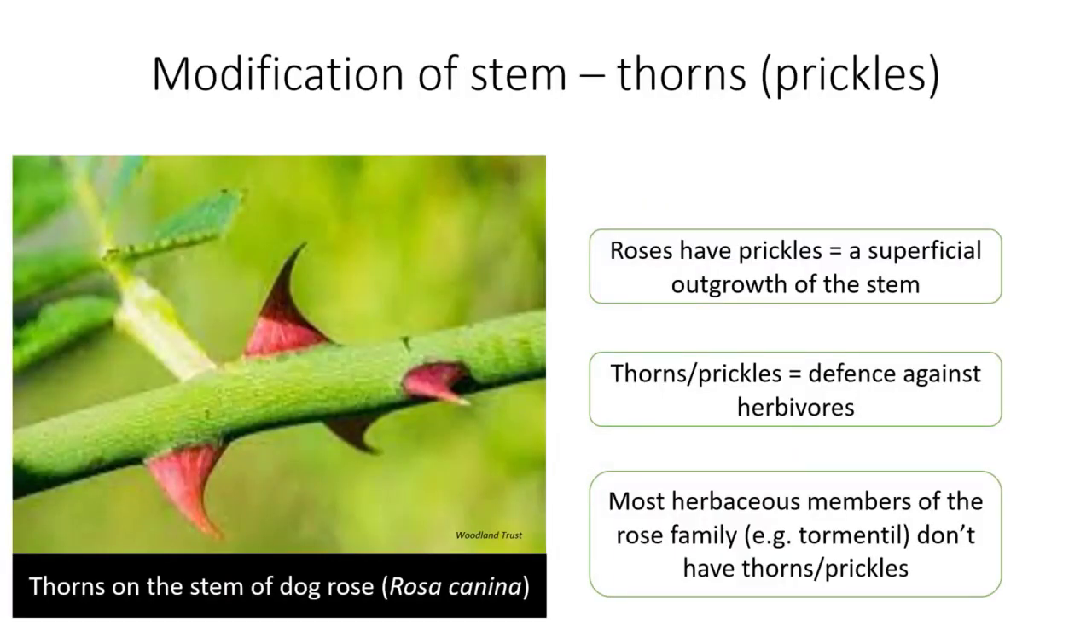The other thing to think about, of course, is that sometimes roses have this modification of the stem, just an outgrowth that is to stop the plant being eaten in the first place. But the ones that you're looking at, which are the herbaceous roses, they don't have this defence, so it's not something to be looking out for in terms of your positive indicators that are members of the rose family.